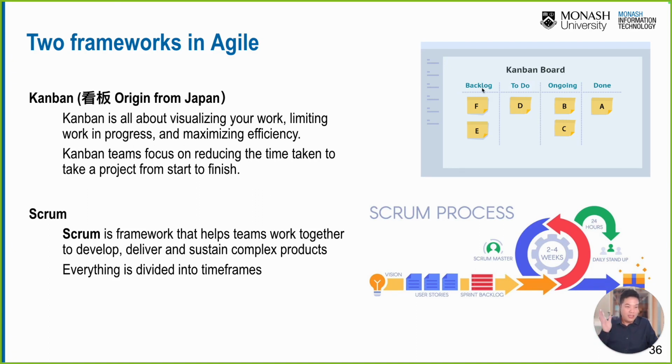The Kanban board. This is what the Kanban board looks like. There are 4 columns, 4 lanes. The first lane is the backlog. These are the things that we need to do. To do is the lane that we are focusing on, what we are doing at the moment, that we need to do now. And ongoing, and then what has been done, right?